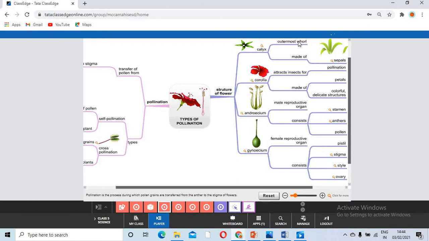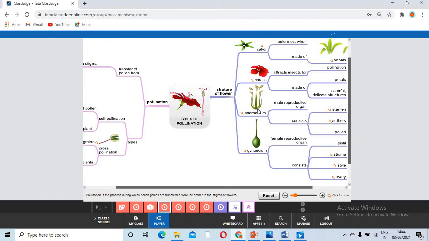They are the outermost whorl and they are made up of sepals. Next you have corolla. Corolla is another name for the petals. They are very attractive and they attract the insects for pollination. Corolla is made up of petals. Calyx is made up of sepals. Again I repeat, calyx is made up of sepals, corolla is made up of petals.